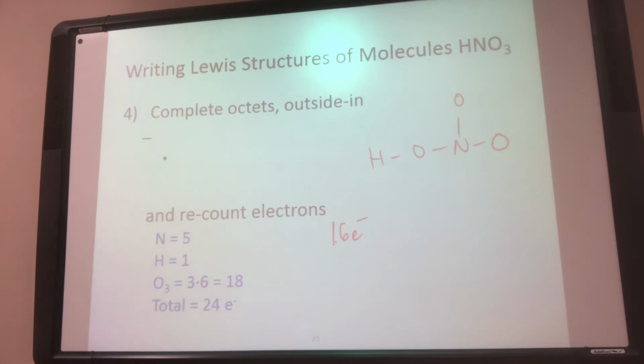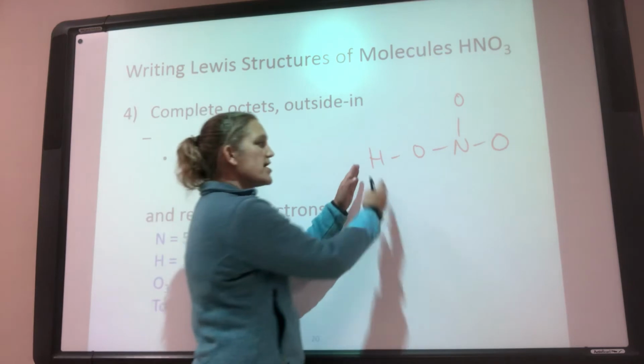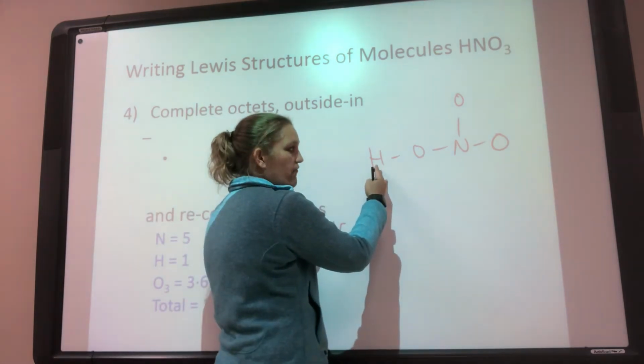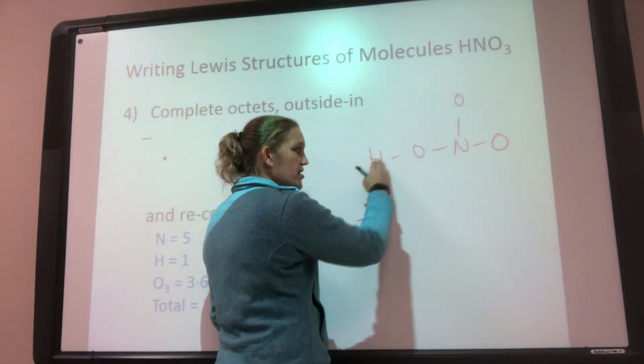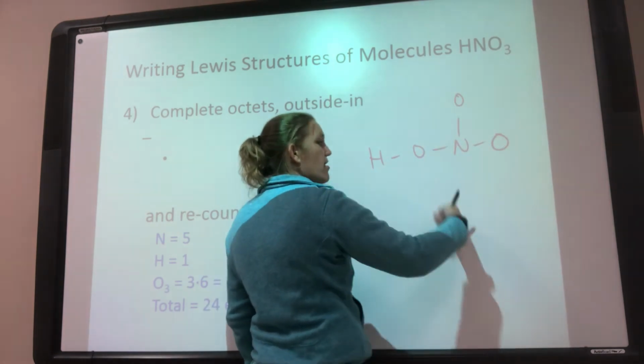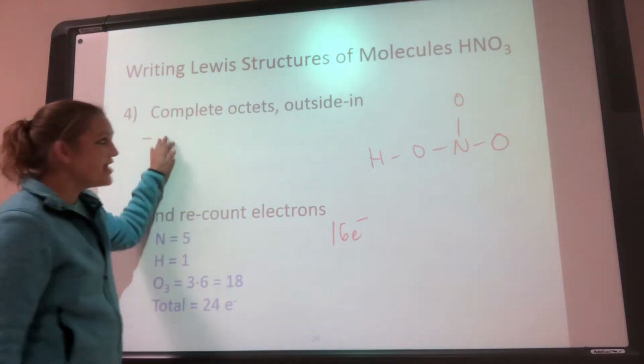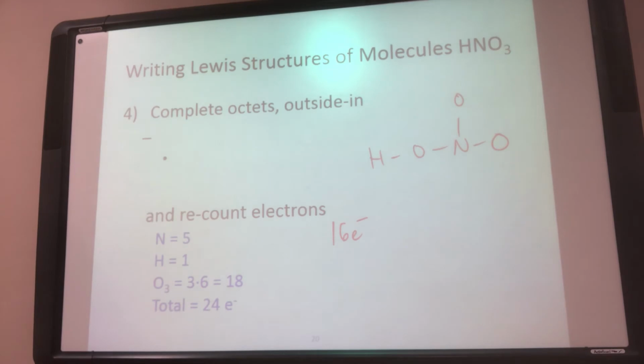Okay, step 4 is to complete the octets outside in. So make everybody happy, starting with the atoms furthest away from the central atom. Make him happy, then make the next layer happy, and then we'll get to the center. So make everybody happy from the outside in, okay?